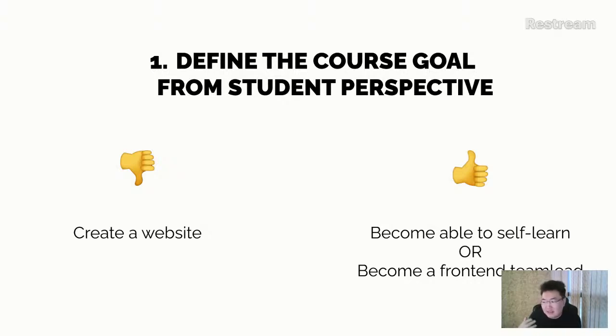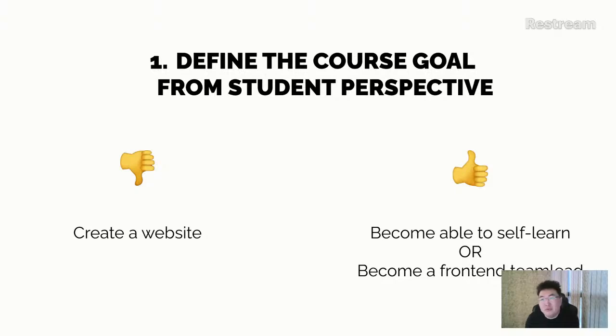Every student has their own goal, their own reasons for taking your course, and for you as the author of the course, it is very crucial to understand what exactly students want to achieve from your course. For example, we design our courses keeping in mind that our students want to become self-learners. They want to be able to look for information on the internet and analyze it, deal with it, and use it.